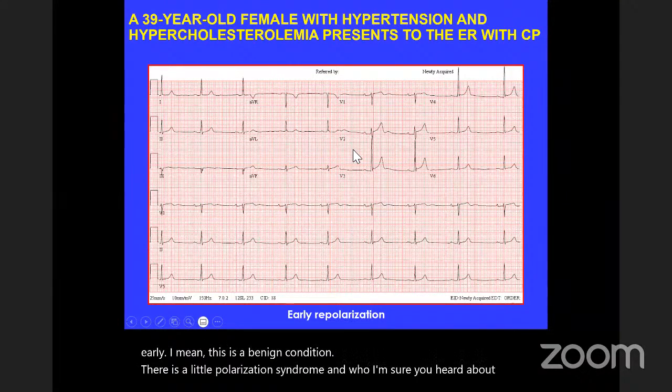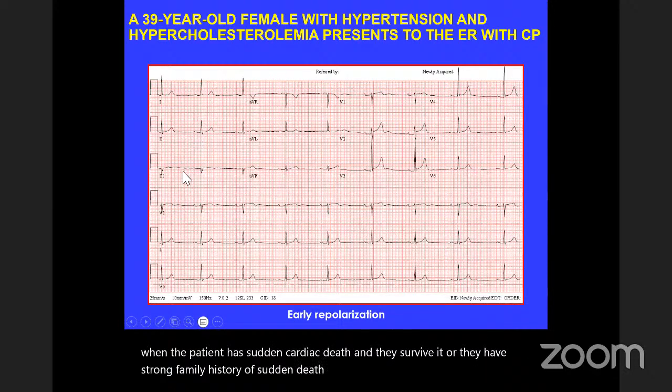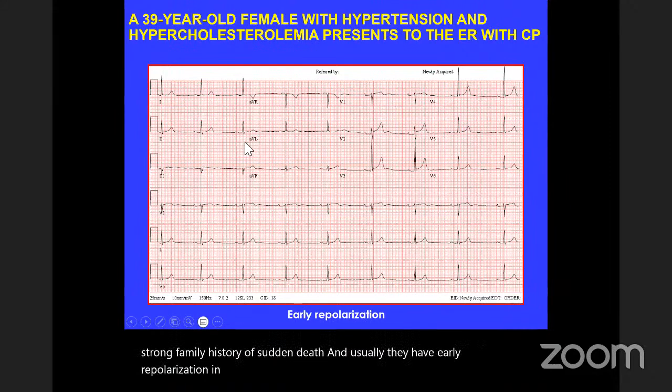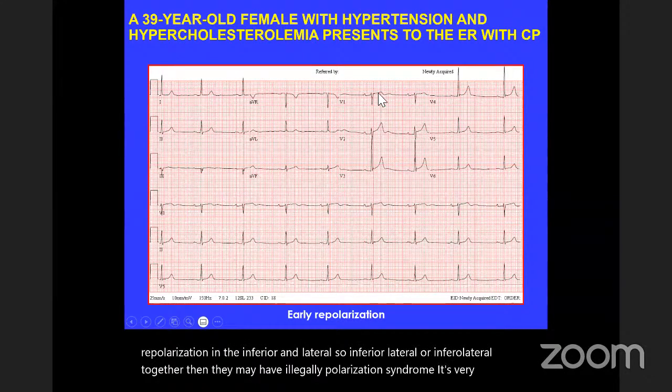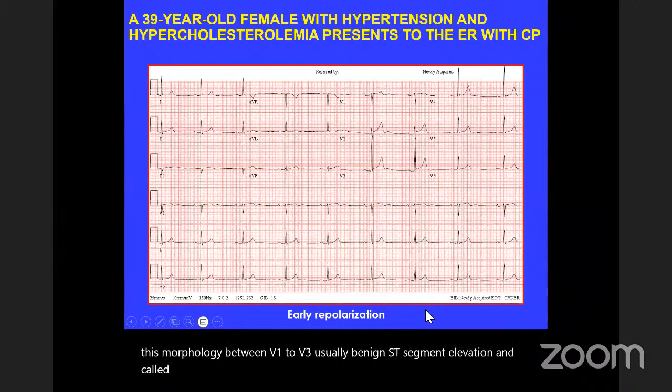That is when the patient has sudden cardiac death and they survive it, or they have a strong family history of sudden death. And usually they have early repolarization in the inferior and lateral leads, so inferolateral together, then they may have early repolarization syndrome. It's very rare. But this morphology here between V1 to V3 is usually benign ST segment elevation called early repolarization.